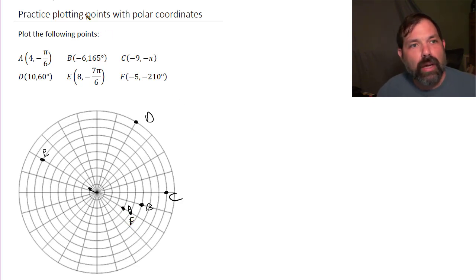So now, what I'd like for you to do is take these same points, and for each point, A through F, I want you to write another polar point that would get you to that same place. So write another pair of coordinates that would get you to that same space. So now would be a good time to pause and try that on your own.